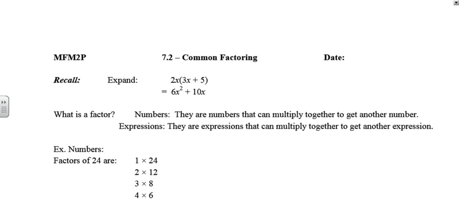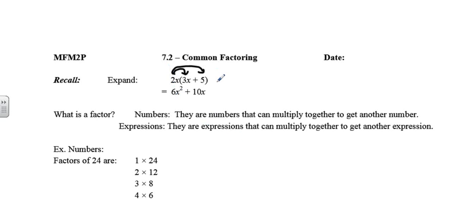All right, common factoring. So this is just a little recall here. Remember, if I asked you to expand this, you would take this and multiply it by 3x, and you would take 2x and multiply it by 5. So you would end up with 2x times 3x, numbers by numbers, letters by letters when you're multiplying. So 2 times 3 is 6. X times x is x squared. Then for the second set of terms, it would be 2x times 5, which of course is positive 10x.